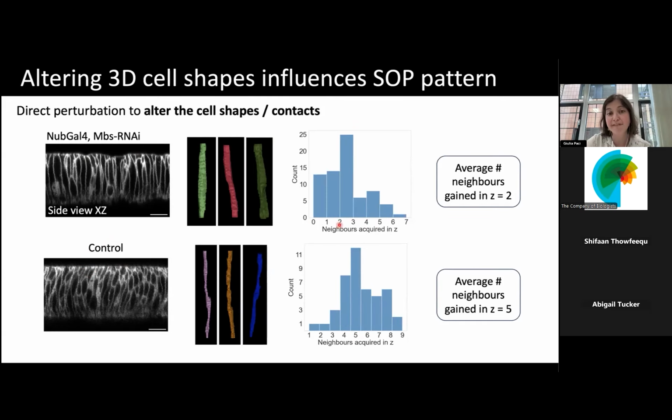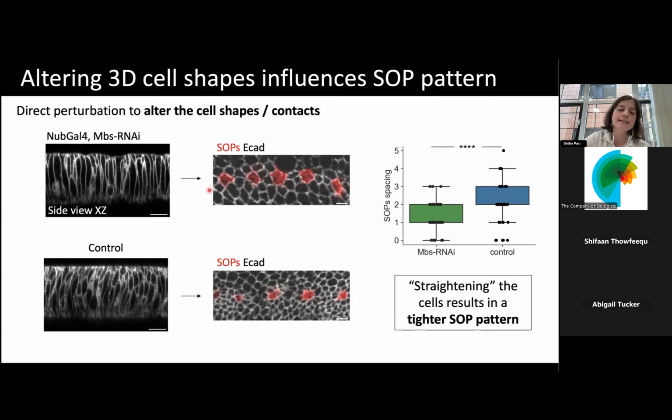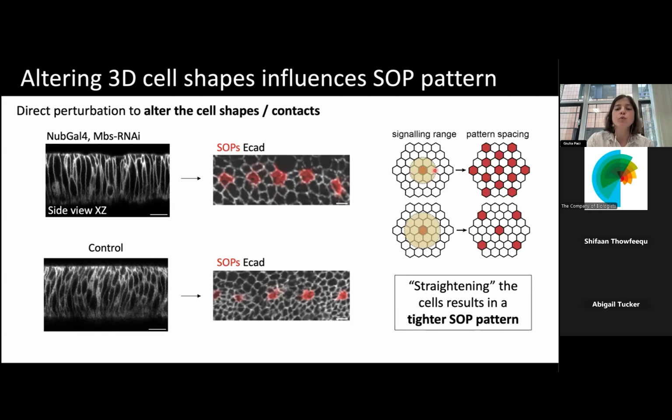Then we wanted to check the effect of this on the patterning. So we looked at the SOP specification in the control versus in this mutant background. What we could see, already from the image but also by quantifying it, is that very clearly in the straightened cells we get a pattern that is tighter, so the distance between SOPs is much less. This is exactly what we would have predicted, because by changing the shapes we have lost 3D contact, so we've basically shrunk the signaling range of the cells. Because of that, we predict that the spacing would be smaller, and therefore the pattern would be more tightly packed.